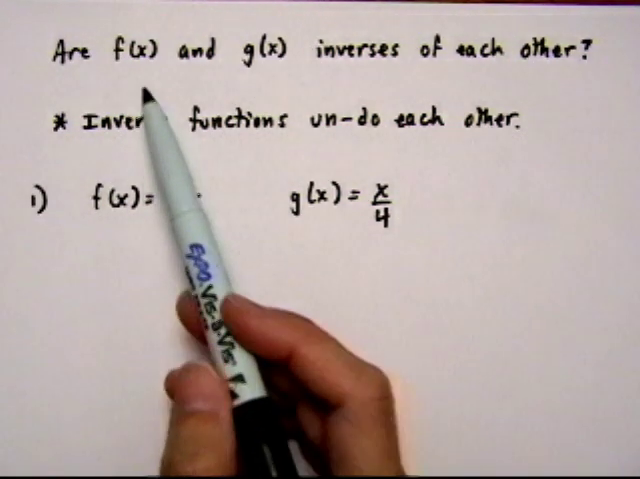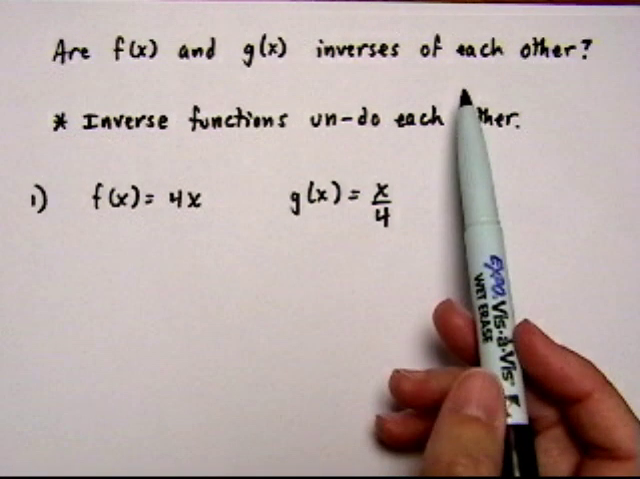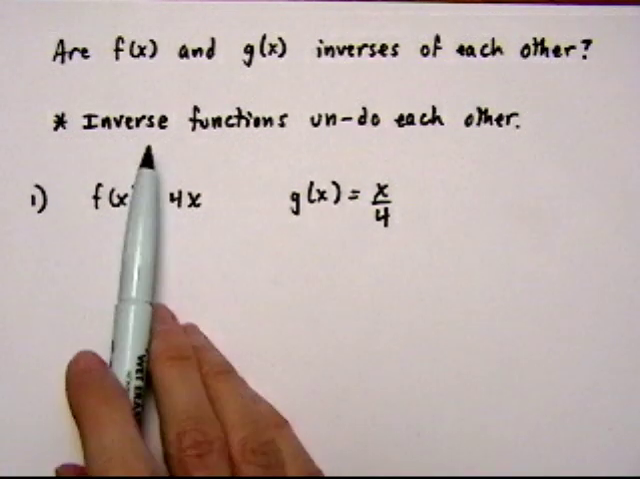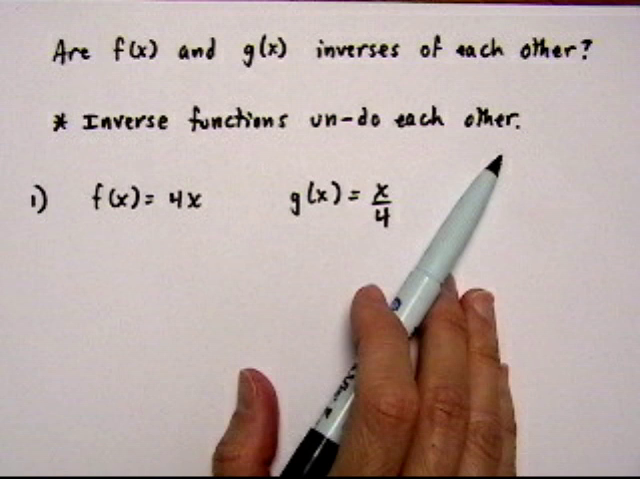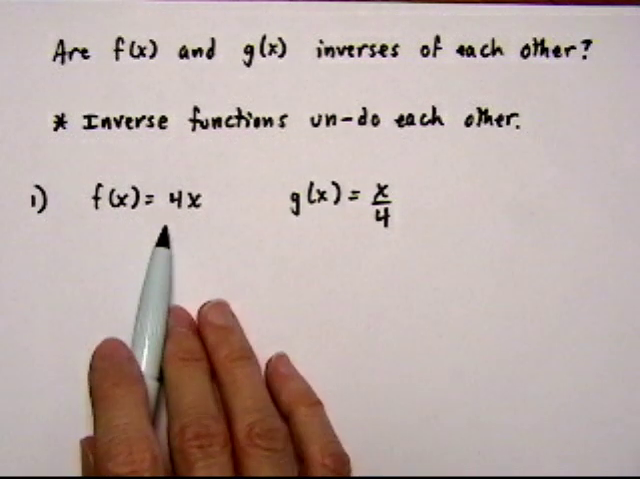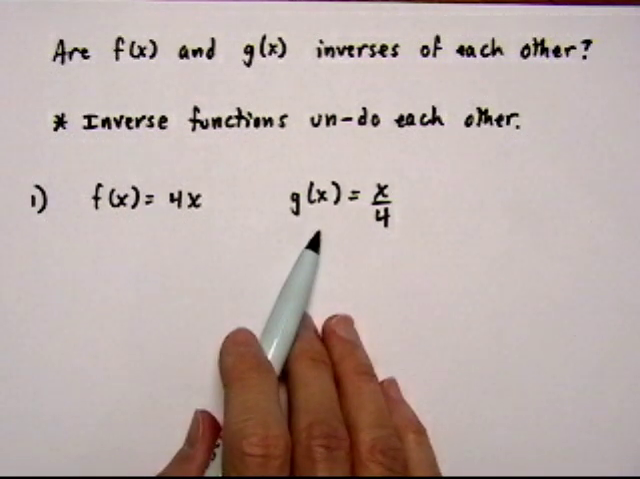Are the functions f(x) and g(x) inverses of each other? What we want to keep in mind is that inverse functions undo each other. So sometimes you can kind of tell by looking at the two functions that they are inverses.